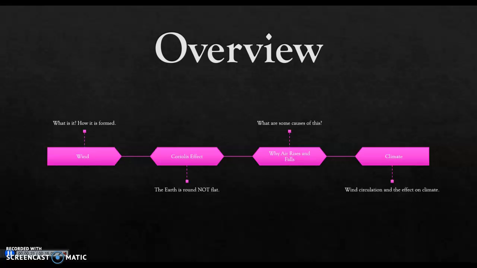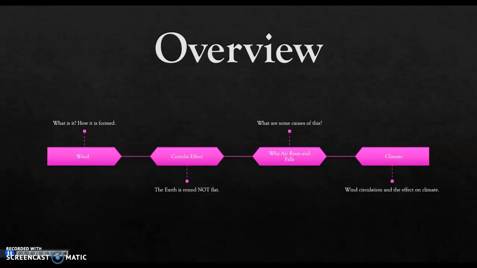So, quick little overview. Let's talk about the wind, what it is, how it's formed. After that, we're going to move on to the Coriolis effect. Have on here that the Earth is round, not flat like some people might say. That has an effect on the wind. Let's find out what that is.